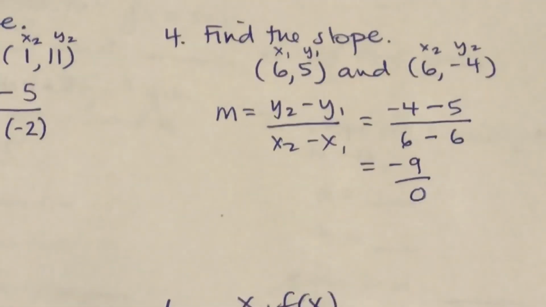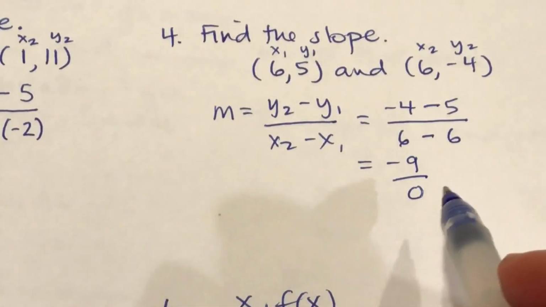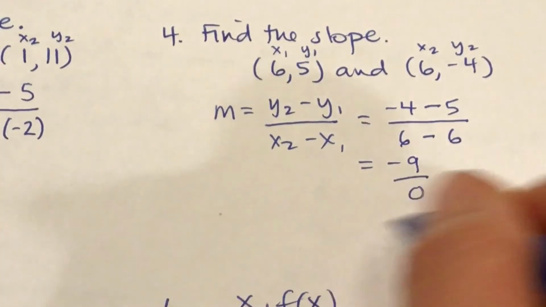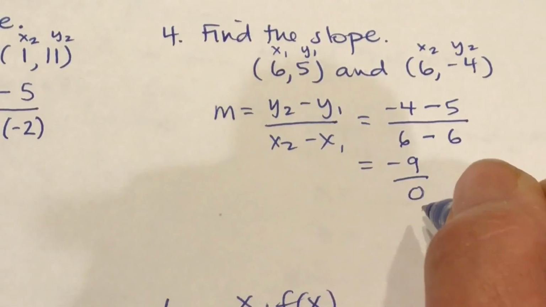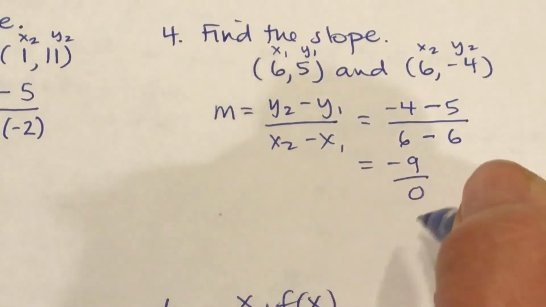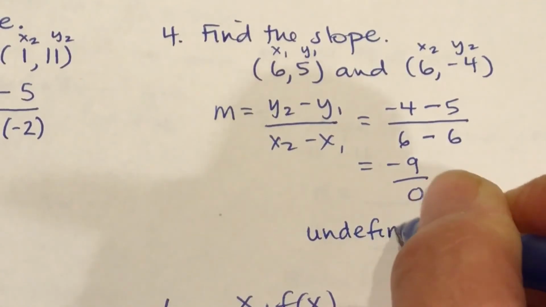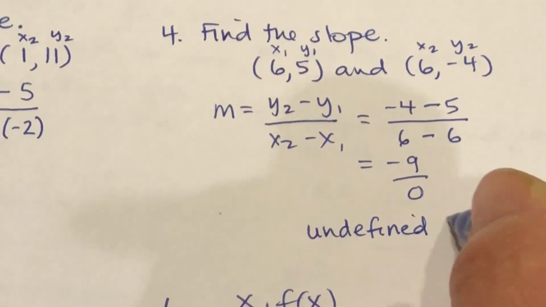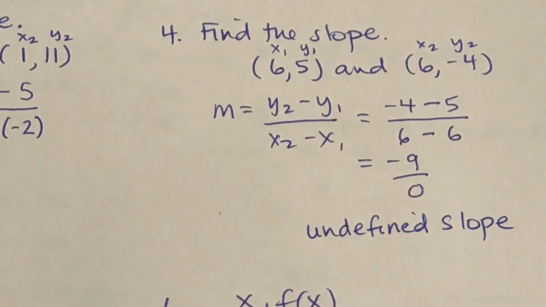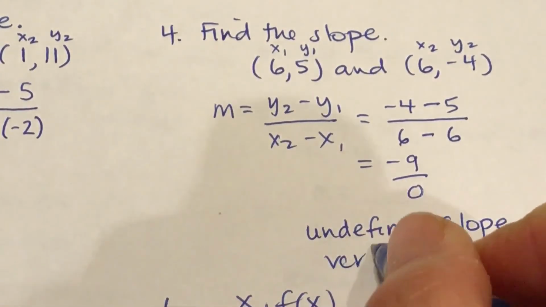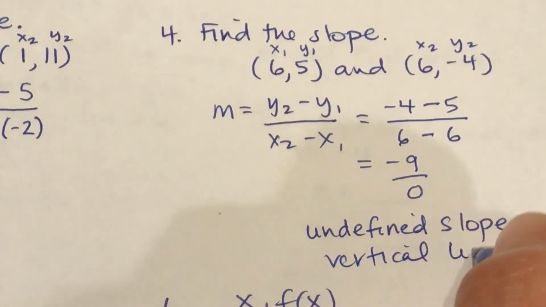I have a 0 in the denominator there. Do we know what a 0 in the denominator means? Hopefully that's something you learned last year. It's not something we've really talked about much this year, but 0 in the denominator means this is undefined. That's the undefined slope, and it's an undefined slope. I'll write that out there. And that tells you this is a vertical line.